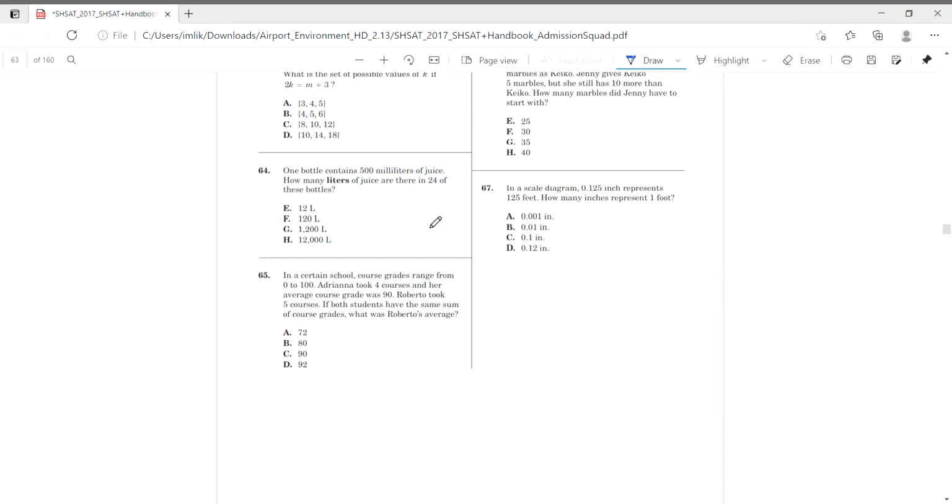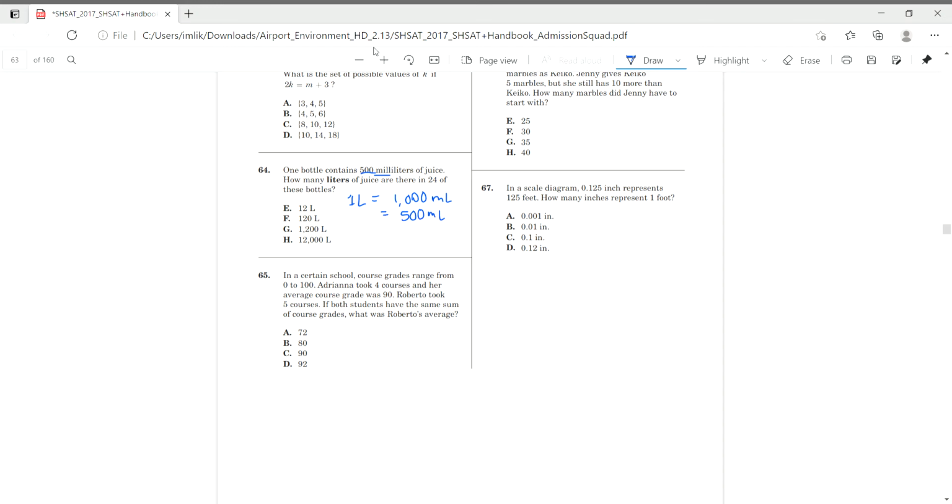Right here. One bottle contains 50 milliliters of juice. How many liters of juice are in 24 of these bottles? So recall the metric system. We know 1 liter is equal to 1,000 milliliters. A good way to remember is milli, which is equal to 1,000. So 1 liter is equal to 1,000 ml. But in this one we only have 500 per bottle, so we have 500 ml.